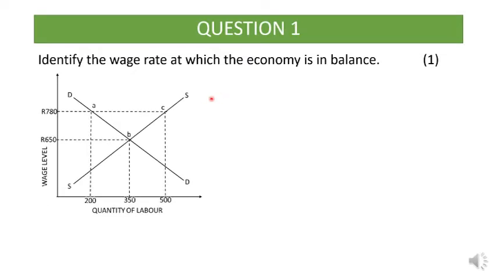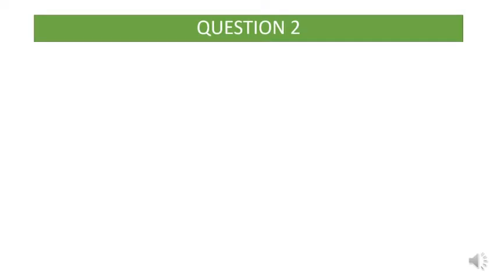Okay, we need the graph once again, so I have to put it back here. Equilibrium wage rate. This is our equilibrium point. So our equilibrium wage rate becomes what? 650 Rand. Okay, I hope that is clear. Question 2.